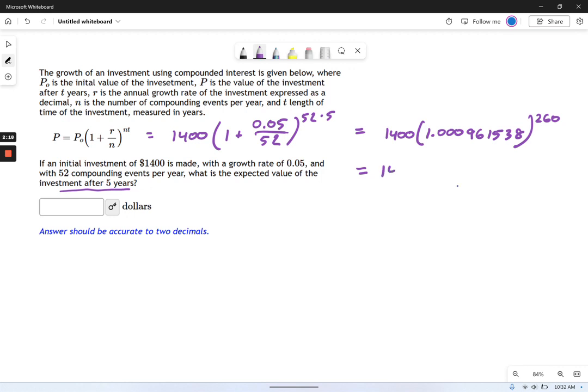So when I simplify that, I get 1,400 times 1.28387. Okay, so the big decimal raised to the 260th power is a slightly greater value. It's 1.28 now. And I multiply that by 1,400. And I get this. $1,797 and about 42 cents.